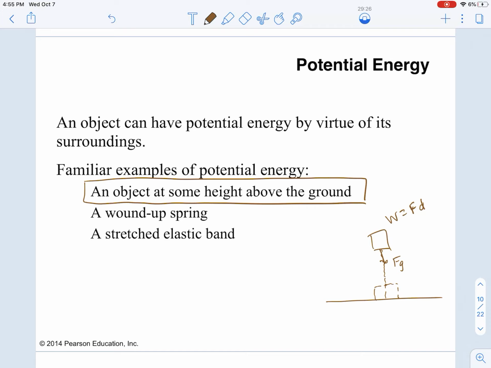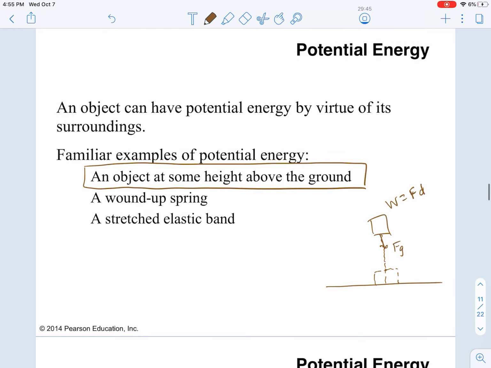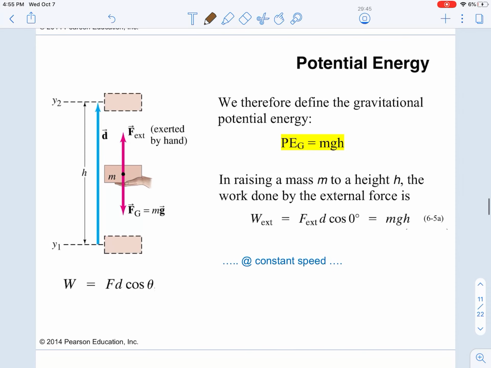So anytime our object is at some height above the ground, if we have some vertical displacement, then that means we have stored up energy that could then be expressed or turned into action energy later if that object falls because of the force applied to it or the work done on it, okay? So our formula here is PE equals mgh for gravitational potential energy.